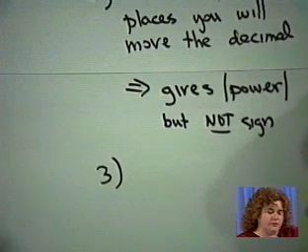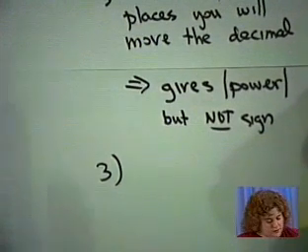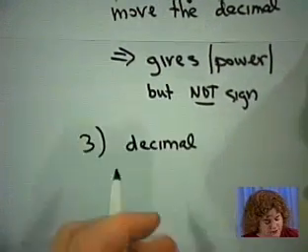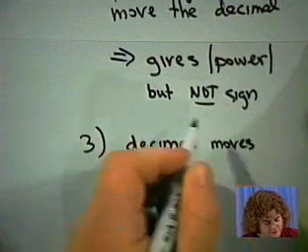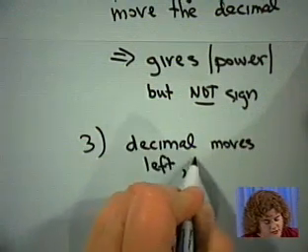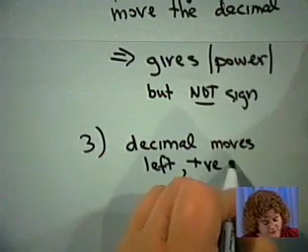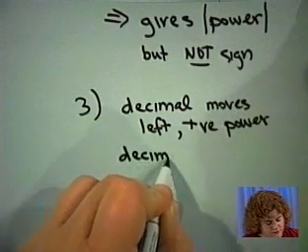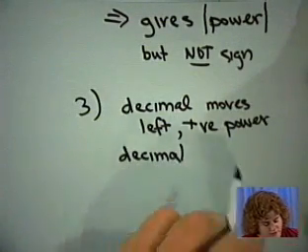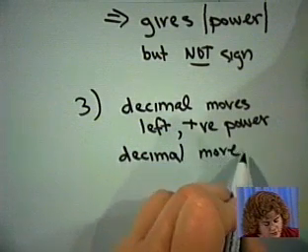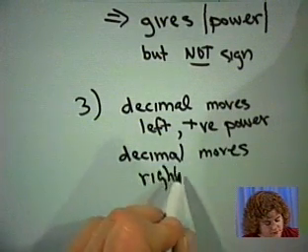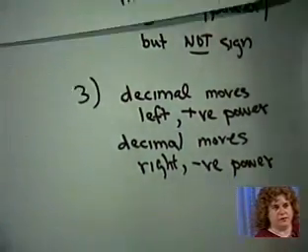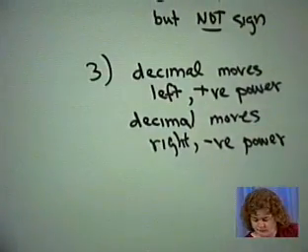I don't have a good memory device for this, but what I can tell you is that if your decimal is moving left, you'll have a positive power. And if your decimal, that's our third step, putting the sign on it, moves right, you'll have a negative power. It's kind of backwards of how you might normally think with signs.